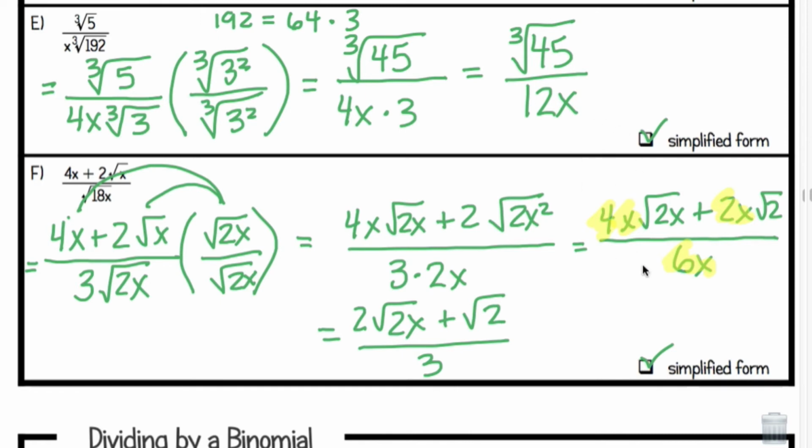So not only are we simplifying for radical form, but also if we can simplify our numbers and our variables on the outside of the radical as well.